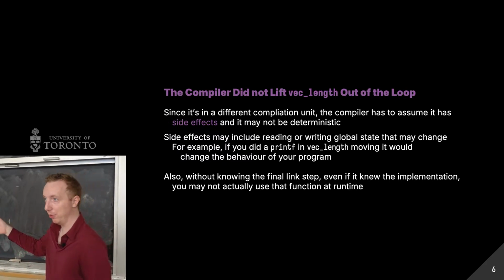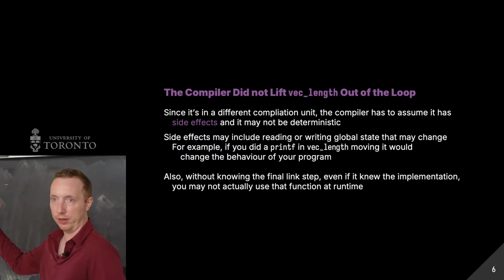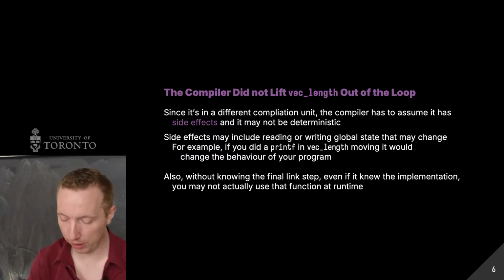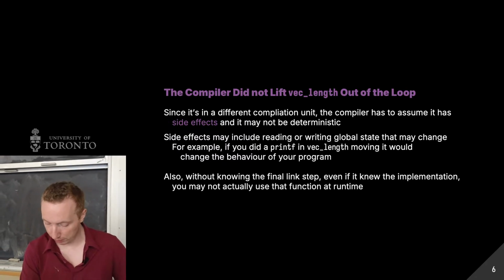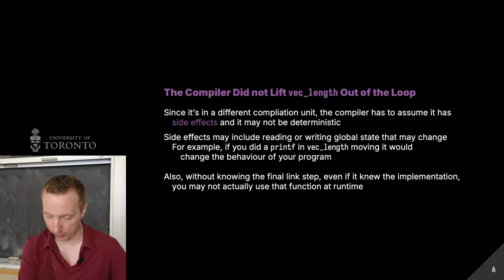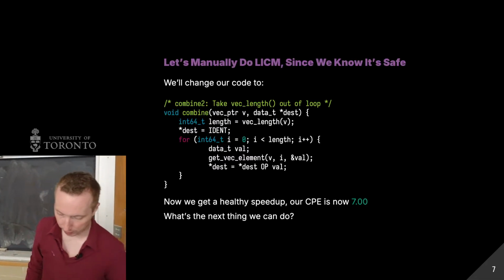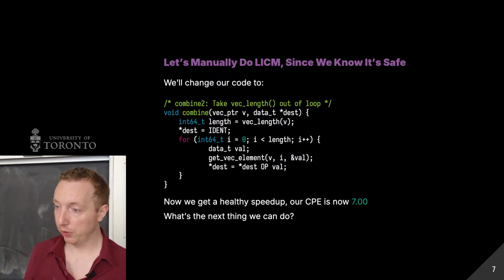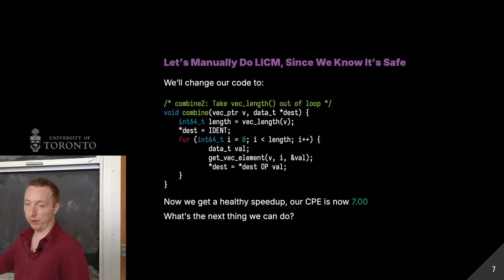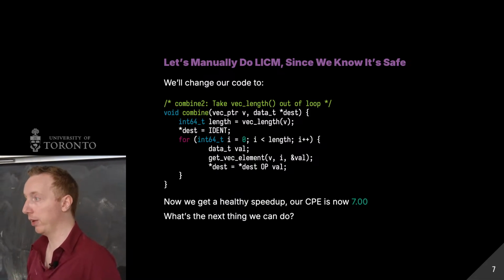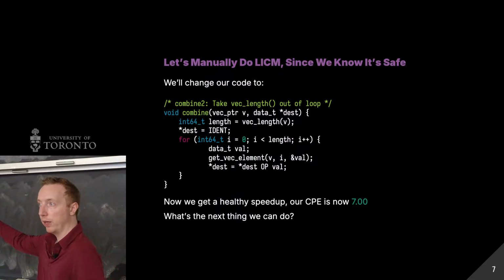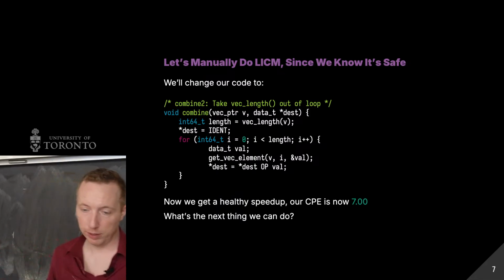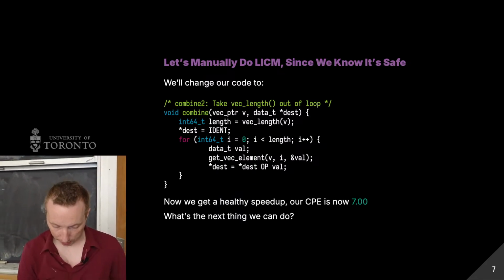It's good to actually look at the assembly, or look at the Jimple, or LLVM bitcode if you want to see if the function call is still there or not. We can manually do loop invariant code motion in this case since we know it's safe. We know that the vector length isn't going to change. We don't modify it in the body of the loop or anything. We can just go ahead and move it up.